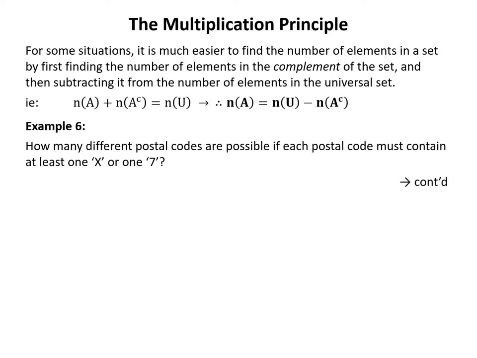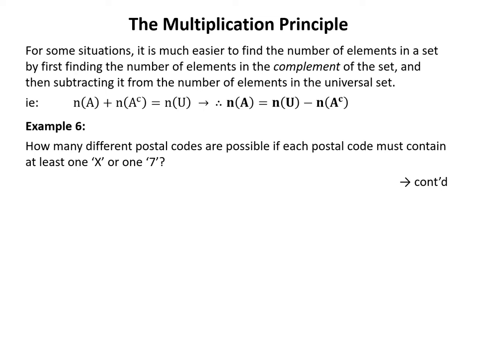For some situations, it's much easier to find the number of elements in a set by first finding the number of elements in the complement of the set and then subtracting it from the number of elements in the universal set. In other words, we use the fact, you'll remember we discussed this previously, that the number of elements in the set A plus the number of elements in the set A complement has to equal the number of elements in the universal set. So we can rearrange that and say that the number of elements in any set A is equal to the number of elements in the universal set minus the number of elements in A complement. And you might be wondering why we would bother rearranging this equation. The reason is that there are often situations where it's much easier to figure out the number of elements using this method of the complement.